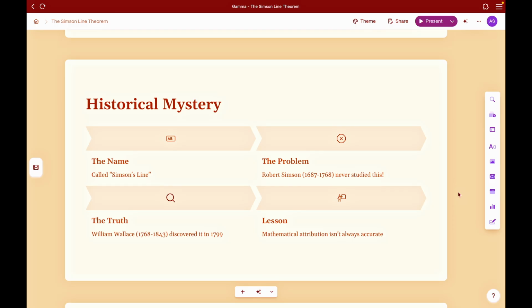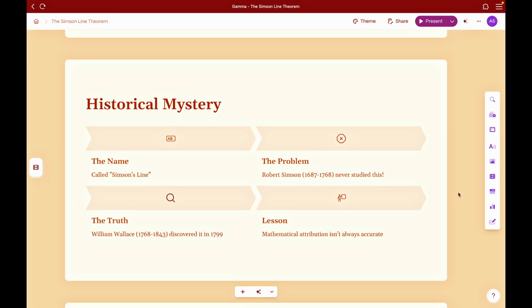Now this is probably my favorite slide in this entire presentation and probably the part that I want to talk about the most. While it might not be the longest section, it highlights something that is still prevalent all around the world. The name is actually called the Simson line, but Robert Simson, 1687 to 1768, never actually studied this line. He studied other aspects of Euclidean geometry. Anyone in the comments, please make sure to correct me because I think I butchered that pronunciation.